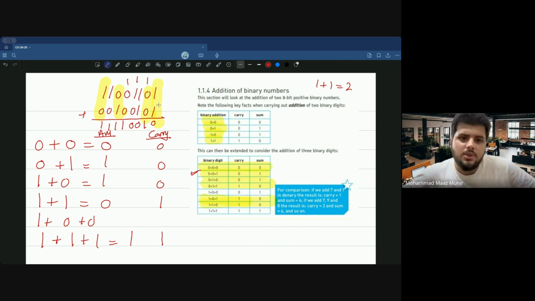Did I mess up somewhere? 1 plus 1 is a 0 with 1, and then 1 0 0 is 1. Then 1 1 is 0 with 1, 1 1 is 0 with 1, and this is going to be a 1, and this is also. Hussain, can you check if your answer is correct? I'm getting the answer as 1 1 1 1 0 0 1 0.